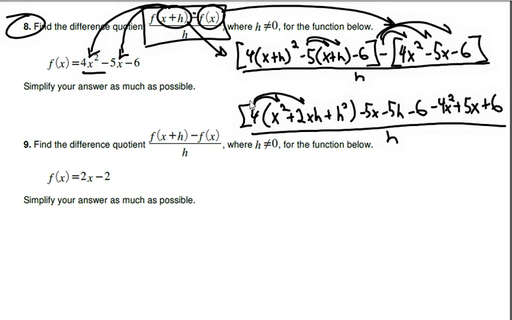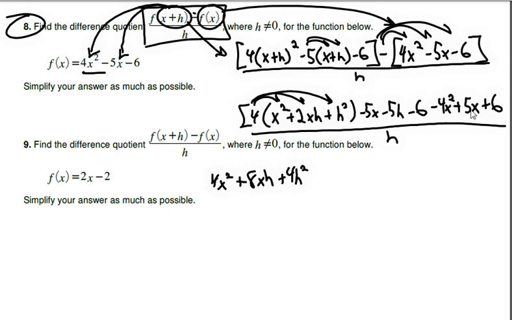I think I forgot. So this little open bracket here is supposed to be after that 6. But okay, anyway. I'm going to distribute that 4 now. So we have 4x squared plus 8xh plus 4h squared.